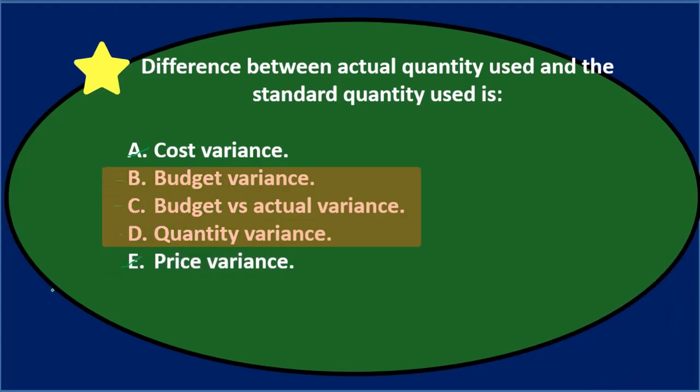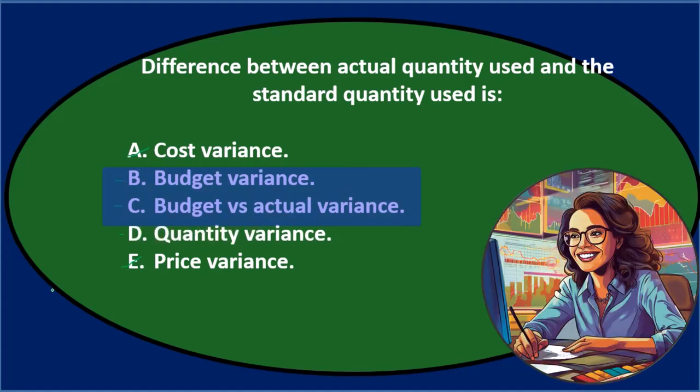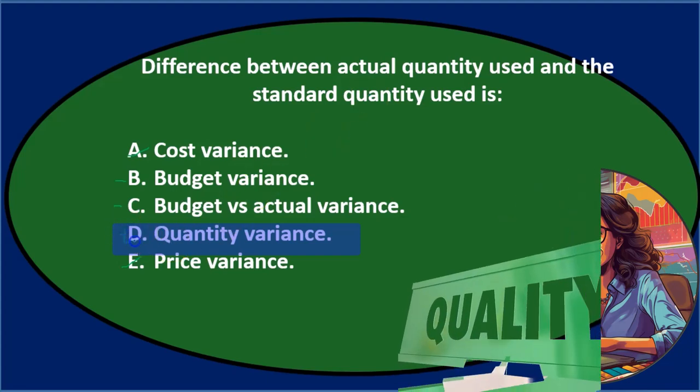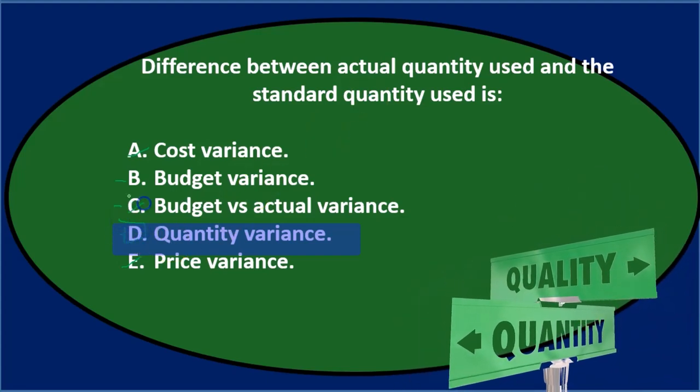Difference between actual quantity used and the standard quantity used is either B, budget variance, C, budget versus actual variance, or D, quantity variance. Now, of these three, B and C sound very similar, because a budget variance you would think would be the budget versus actual variance. I don't know, it sounds pretty close. And D sounds almost too good to be right. It sounds too close. I mean, it's a quantity variance. But it is D. So D is going to be the final answer. And we're going to eliminate these two.